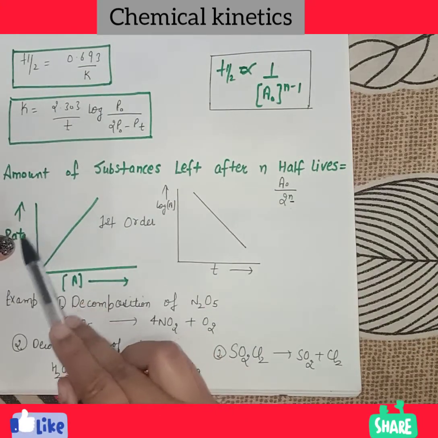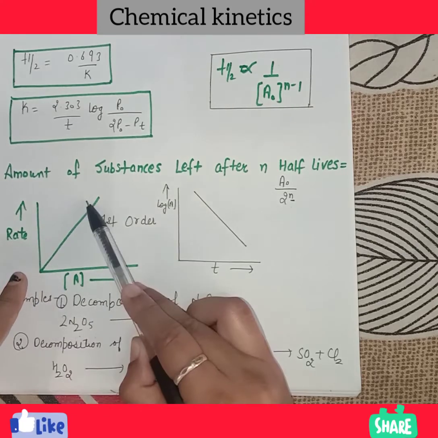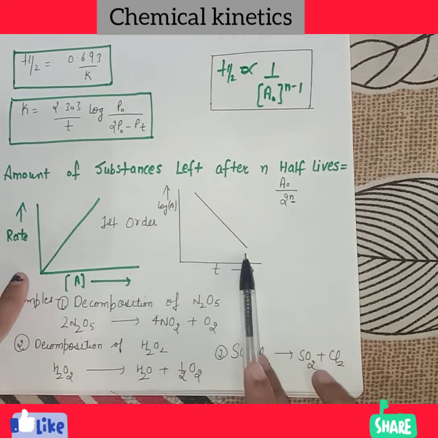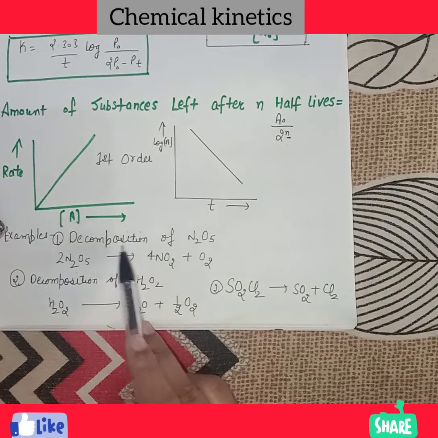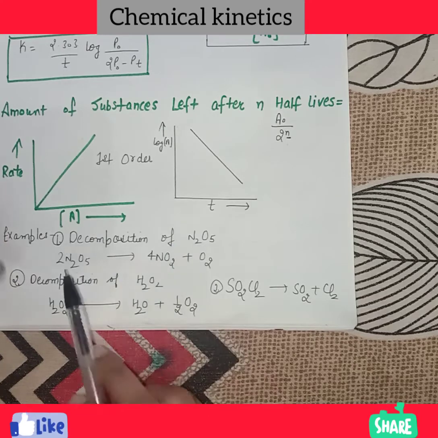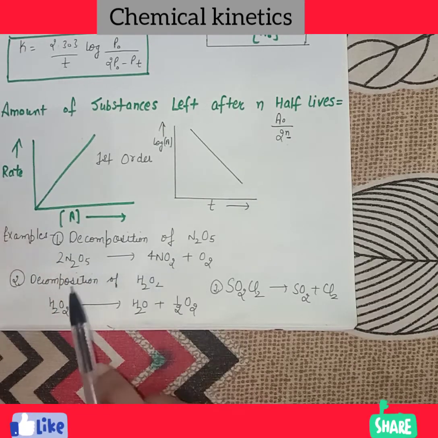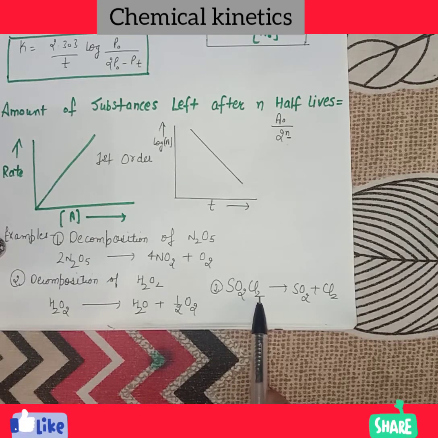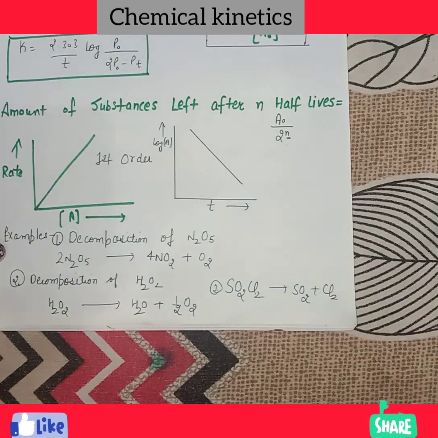The graph for a first order reaction between rate and concentration is a straight line. Log A upon T, it's this one. Examples of first order reactions are the decomposition of N2O5, 2N2O5 gives 4NO2 + O2, the decomposition of H2O2, and the decomposition of SO2Cl2. These are three important examples of first order reactions.